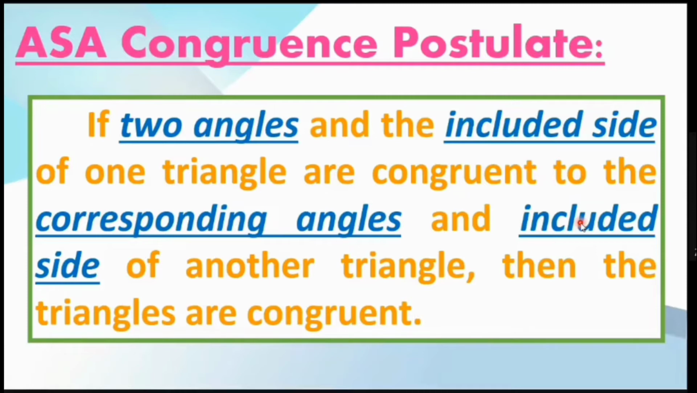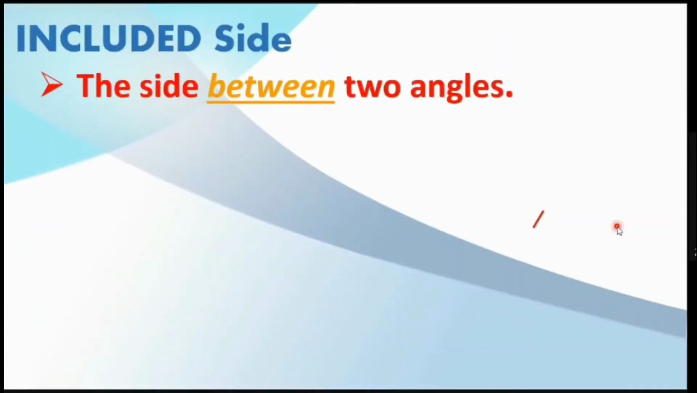Ibig sabihin, para masabi natin na congruent yung dalawang triangles, dapat merong two angles at saka yung included side niya sa first triangle dapat congruent yon sa two angles and included side on the second triangle. Before I give you an example, let us first understand what included side is. When we say included side, it is the side between two angles, meaning yung side na nasa pagitan ng dalawang angles na marked or may tick marks.